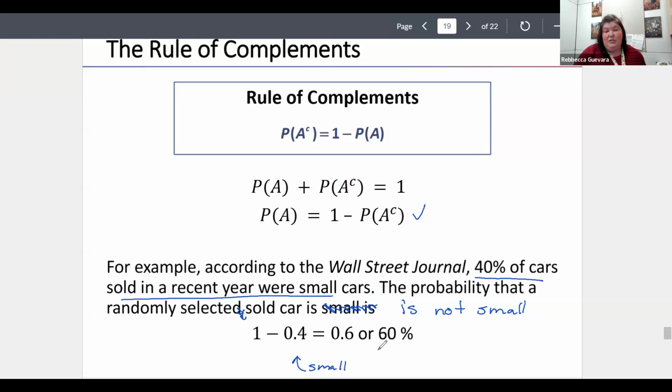So this is all my small cars, and these are all my not small cars. The probability of the complement is just what's left over. So 40% of cars are small, which means 60% of cars are not small. And that's what we call these "not" events.